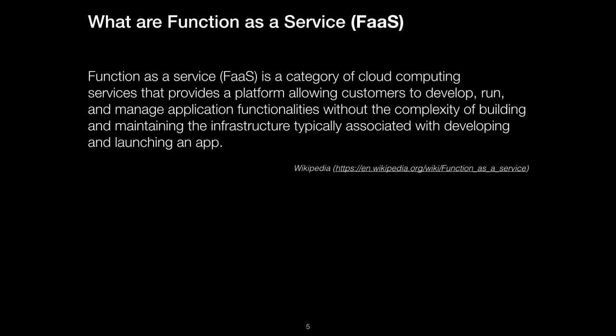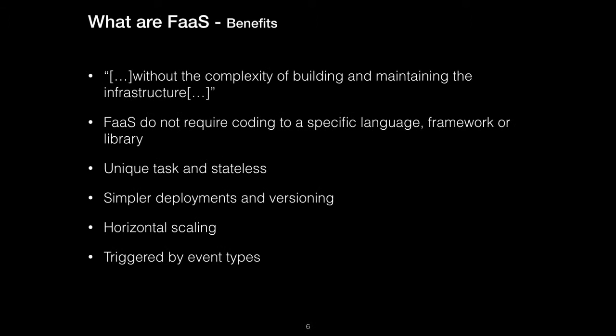Functions as a service is a category of cloud computing services that provide a platform allowing customers to develop, run, and manage application functionalities without the complexity of building and maintaining the infrastructure. So this is the description on Wikipedia. We all love Wikipedia. What does this mean? The main benefit is inside the description text: without the complexity of building and maintaining the infrastructure. This, for us developers, is awesome. We don't have to worry about that.